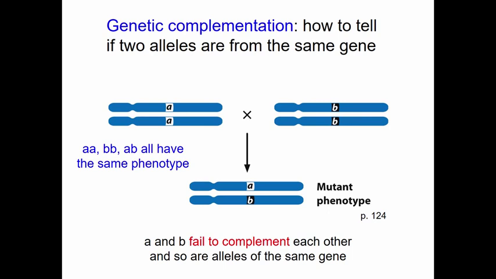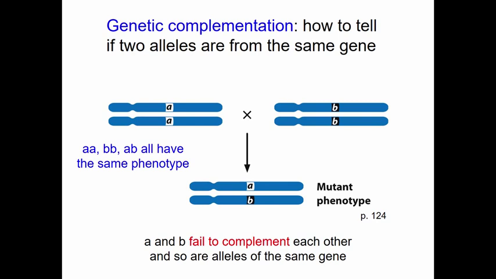So, a complementation test is for alleles that have the same mutant phenotype. They have to have the same mutant phenotype and they have to be recessive, because if they're dominant, then all bets are off. The end goal of a complementation test is always to put the two alleles that you're asking whether they're alleles of the same gene or not in trans to one another.